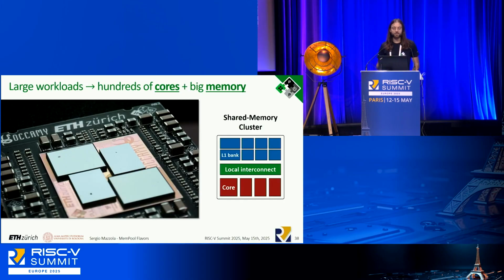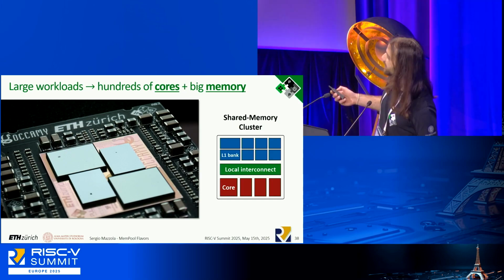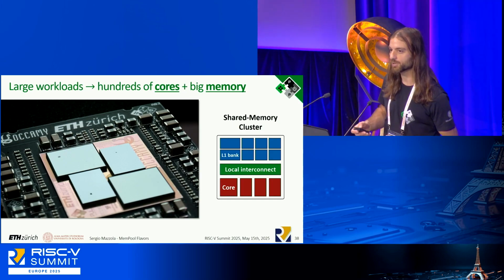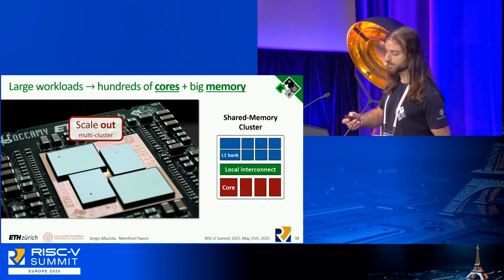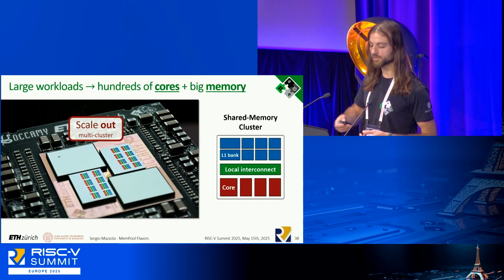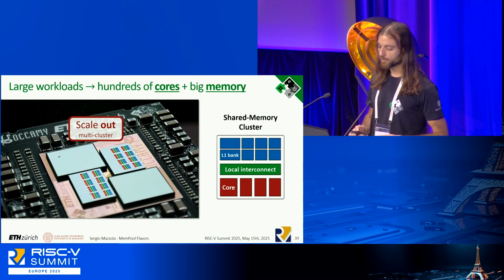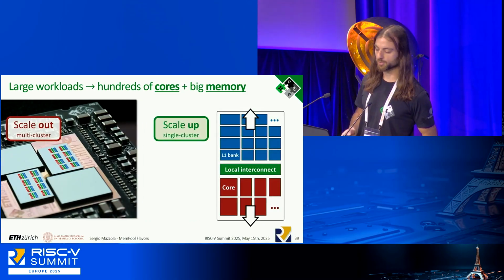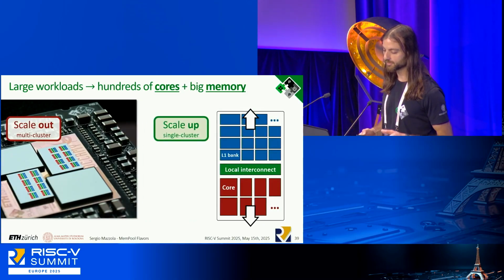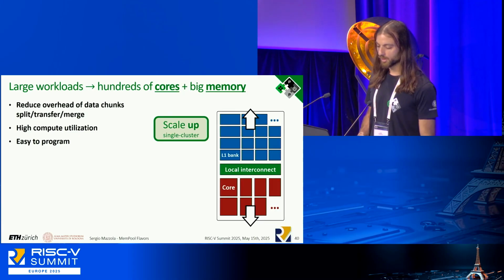For those of you already familiar with some past work of our group, Occamy is an example of how we increase the number of cores by scale out, so instantiating multiple clusters. But today I want to tell you about scale up, so enlarging the single cluster. And there are a few good reasons to do this.